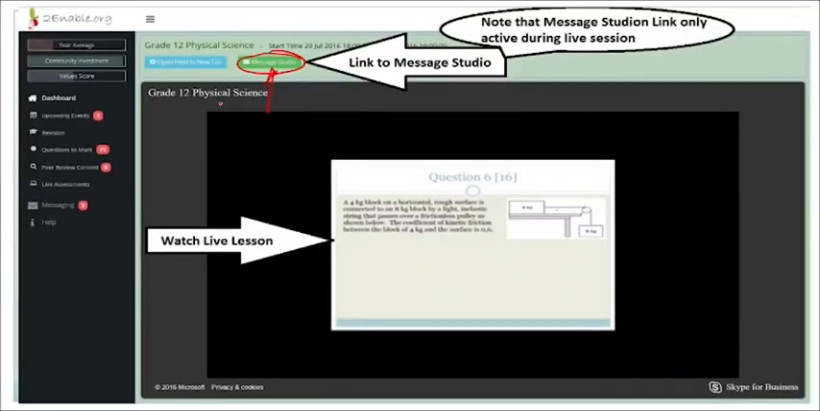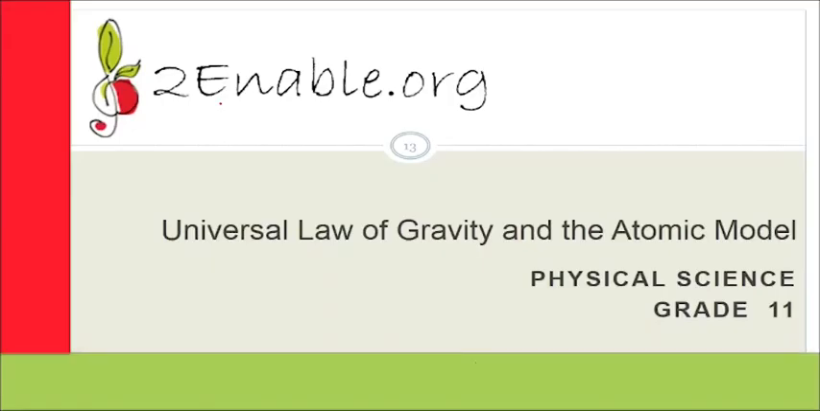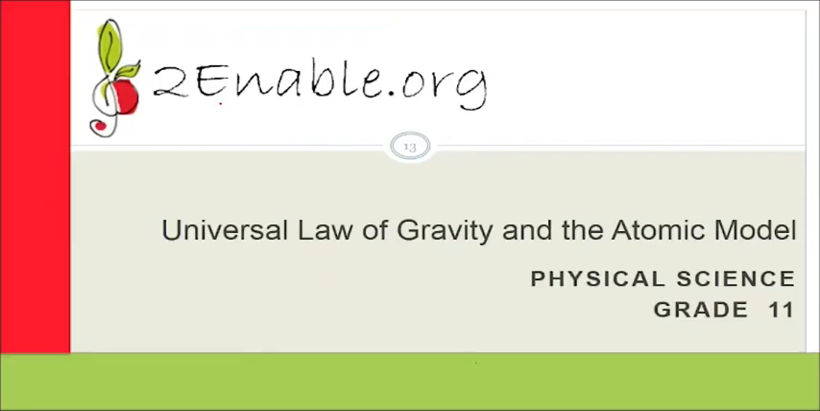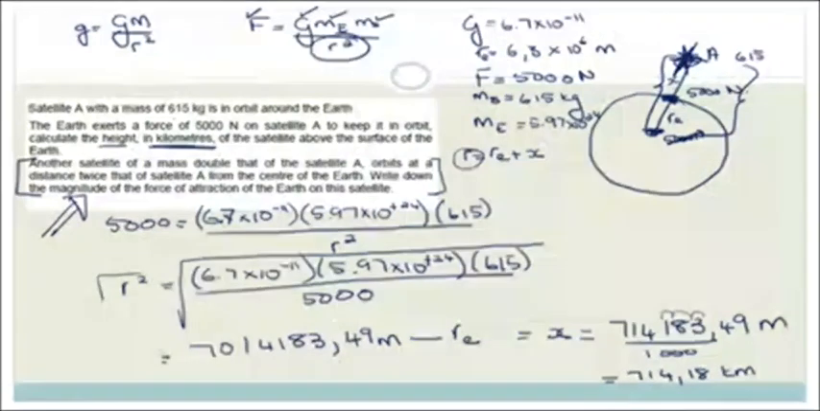Right, let's now carry on with the universal law of gravitation. And if you were with me on Tuesday, we were doing this question. We basically had finished it, and then I said you needed to do the last bit. It says the Earth exerts a force of 5,000 newtons on the satellite to keep it in orbit. Calculate the height in kilometers of the satellite above the surface of the Earth.